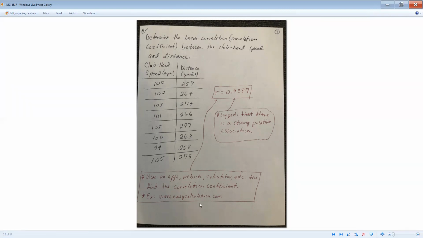Easycalculation.com is one, but there are plenty of websites, plenty of free things that will calculate the correlation coefficient for you, and they are reliable. But once you do so, if you were to use these values, you should get 0.9387. And this suggests that there is a strong positive association.